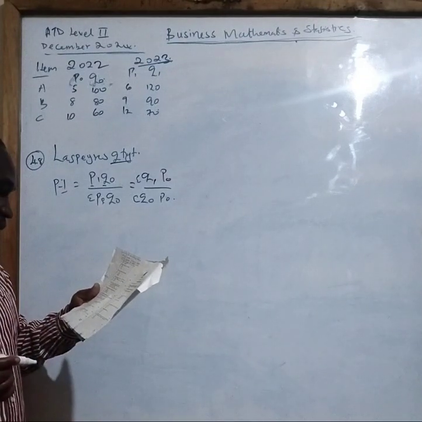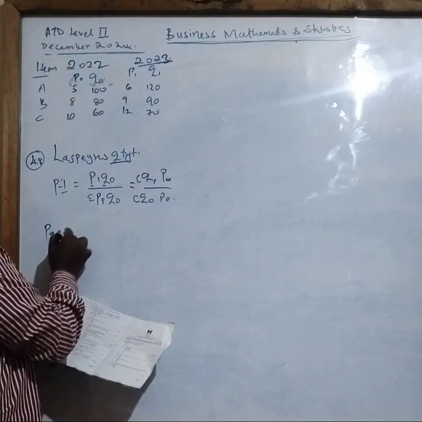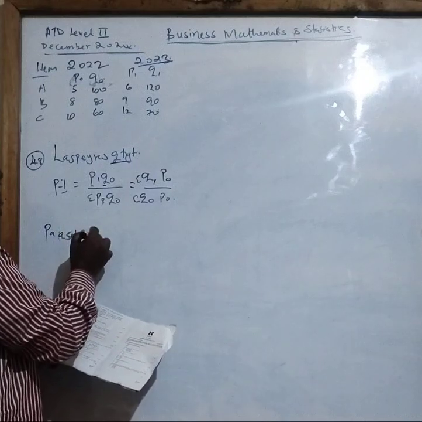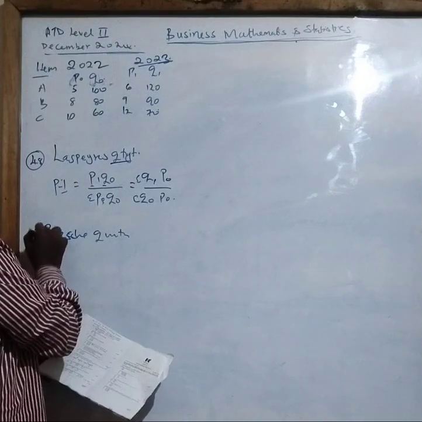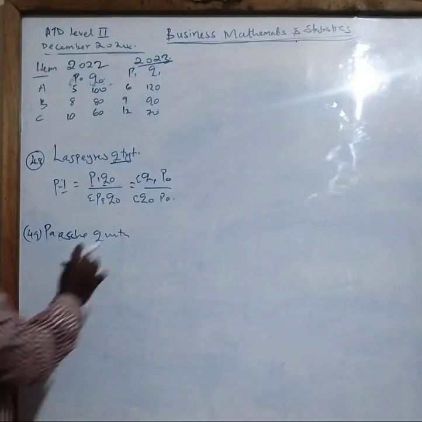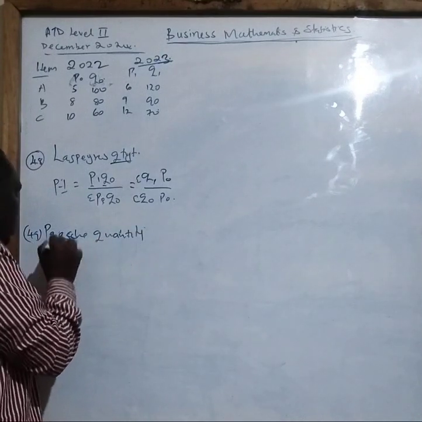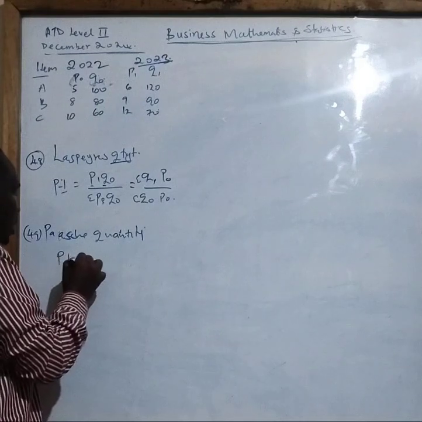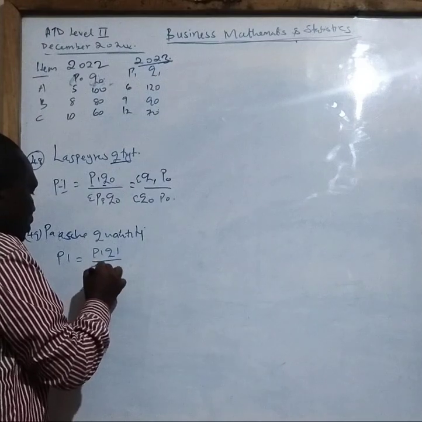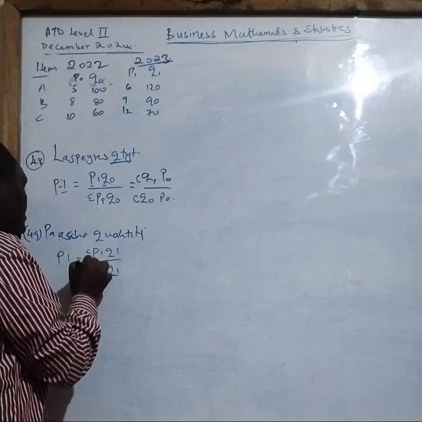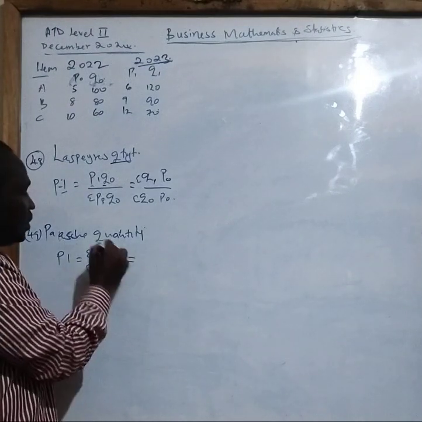Calculate the purchase quantity. How do we calculate purchase quantity? We begin with the price index, which is given by P1Q1 over P0Q1. But this is the price index. I'm very interested in the quantity.